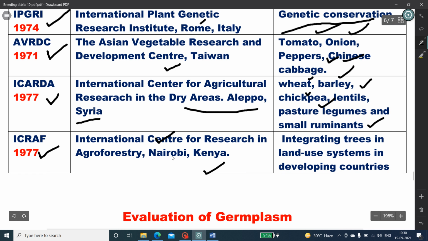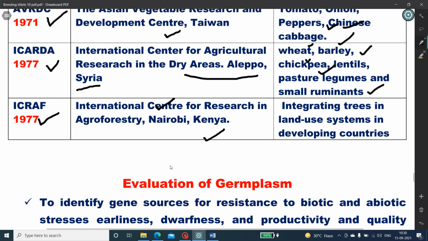As far as Indian institutes as well as international institutes are concerned, I have given the names and locations here. These are more useful from the competitive examination point of view. Kindly go through all these things.